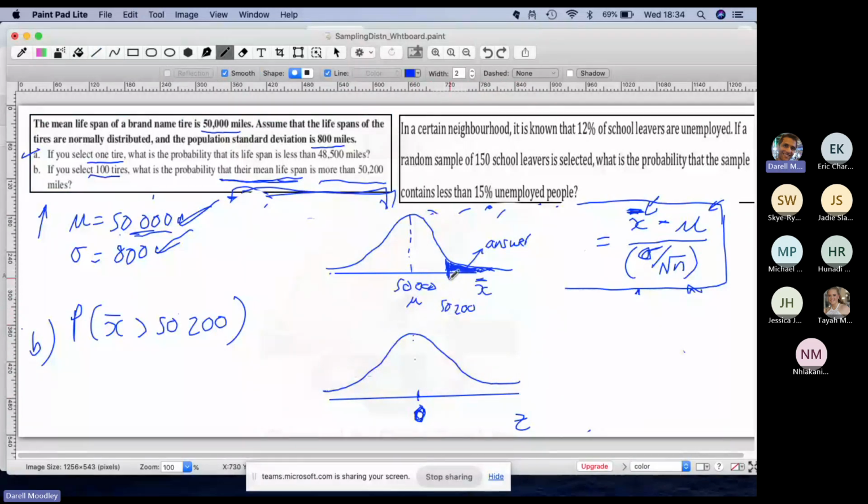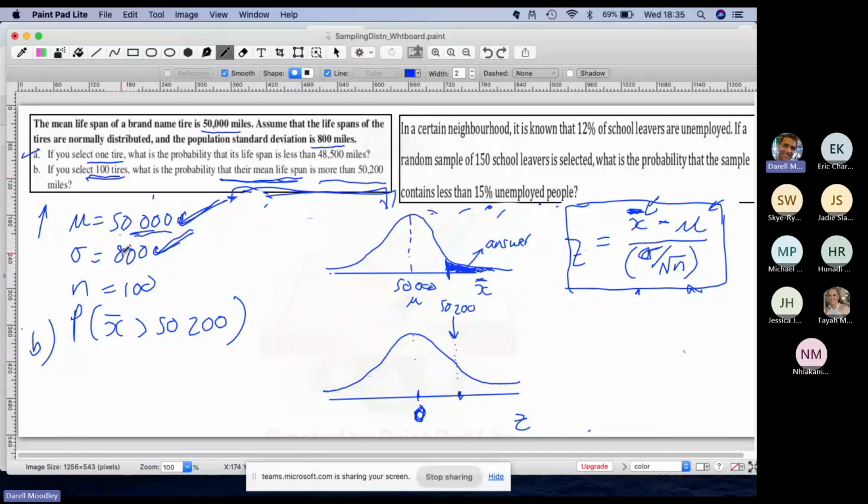Now, what we need to do is, remember, we're trying to work out the area on the right of 50,200 for X bar. So we need to figure out what is the equivalent Z value for 50,200. Okay, what does that map to in terms of Z? And that is obtained by using this formula here. Z equals X bar minus mu over sigma over square root of n. So there's your mu, there's your sigma, and n is your sample size. n is 100. If you look at the question, it tells us it's 100.